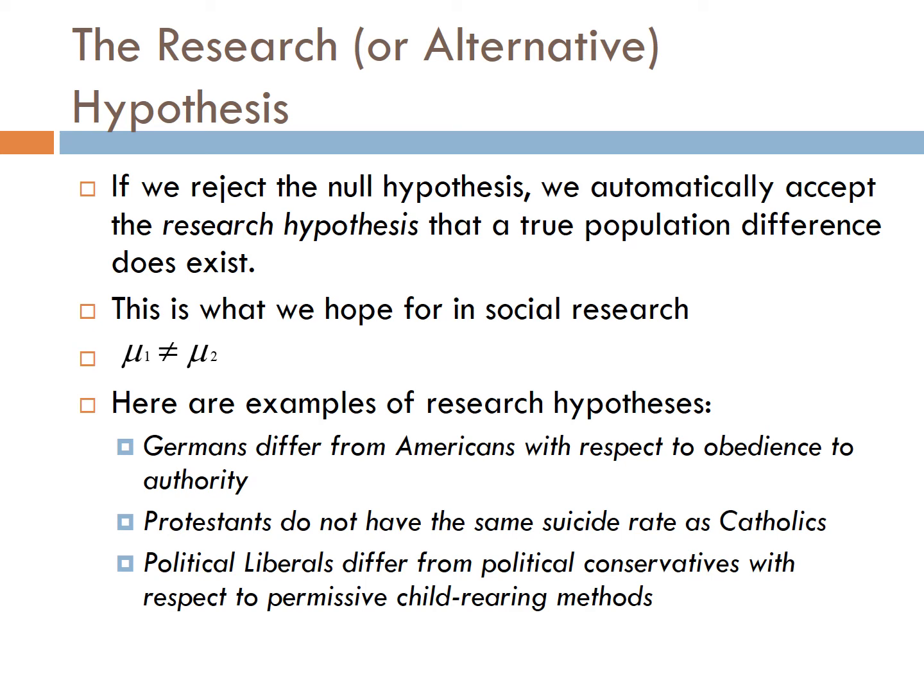So here are some examples of research hypotheses. Germans differ from Americans with respect to obedience to authority. Protestants do not have the same suicide rate as Catholics. Political liberals differ from political conservatives with respect to permissive child-rearing methods. Rural people's lifetime mortality rates are different than urban people's mortality rates.